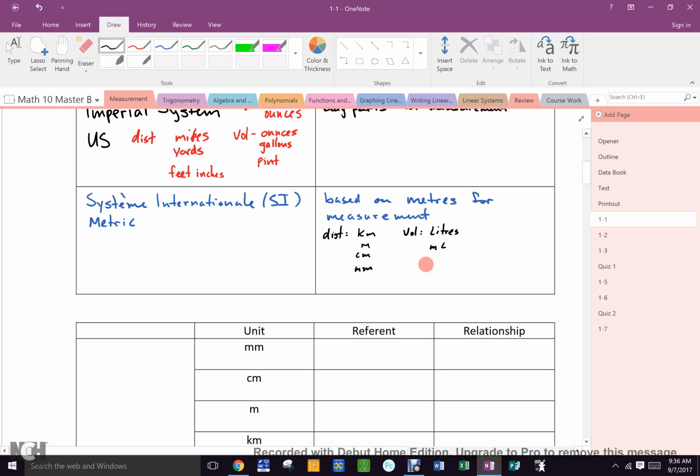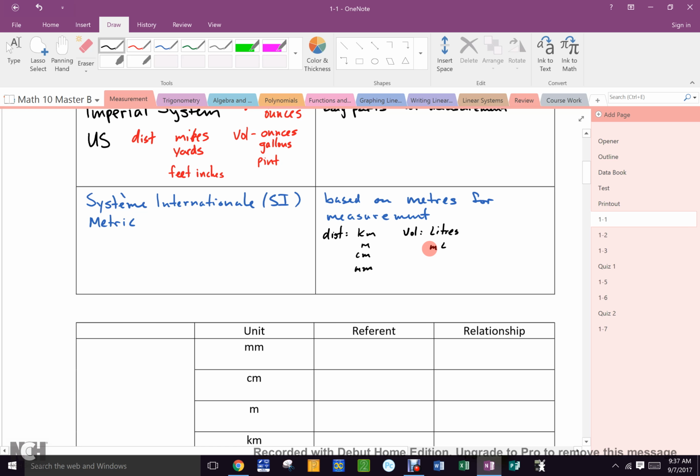Now, here's the reason I bring it up. Do we use the measurement centiliter? Have you ever picked up a can of pop and seen centiliter written on it? No, unless you go to Europe where they do use it. A can of beer in Europe is 33 centiliters. 33 cl.